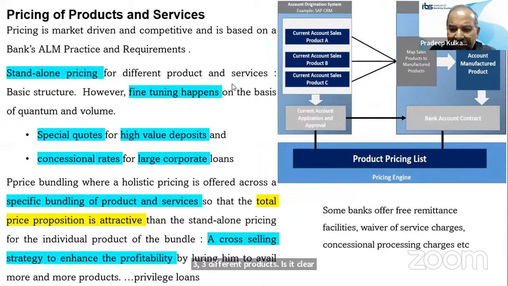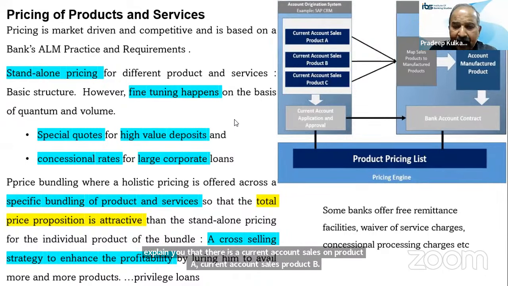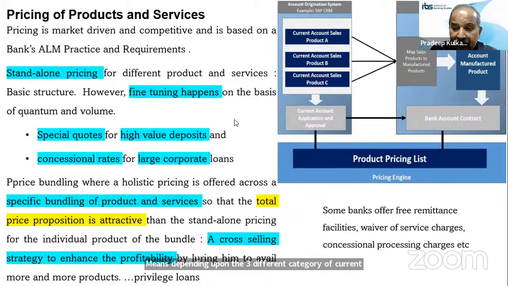Is it clear? Now here, with the diagram, I tried to explain that there is a current account with product A, and current account with product B. Depending upon the three different categories of current accounts, which maintain different kinds of balances, what can we do for the current account holder? We cannot do anything on interest for the current account person, because current account customers are not supposed to get any interest. So what do bankers normally do? Bankers normally try to give other facilities to them, at a lesser rate, at a concessional rate.